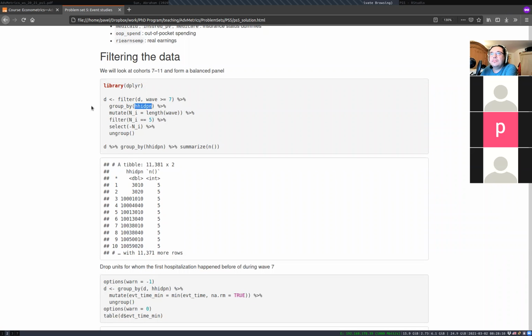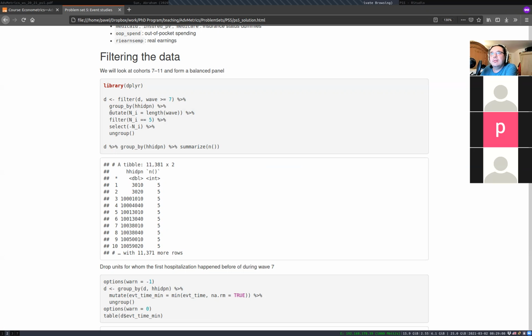Next, the following function calls make sure that the panel is balanced. So originally it's unbalanced. What we're basically going to do is drop all the individuals that have fewer observations than 5. So we want only those individuals that are observed for all the waves we're interested in, 7 through 11. And then for each individual, we calculate the number of observations. And we do that using this grouping function. We group our data by this function.